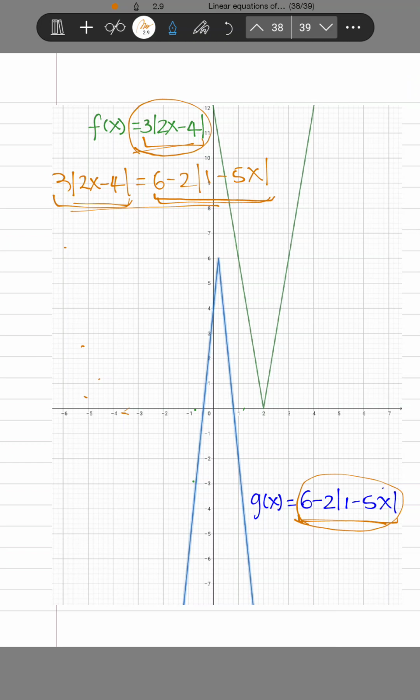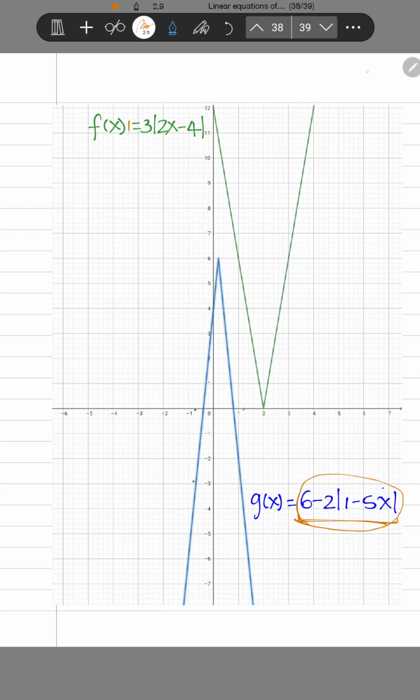an empty set. But how do we plot them on a number line to decide on this? It's also another part of the discussion. We can have a look at that. For the function f of x, here, f of x is equal to 3 times the absolute value of 2x minus 4.